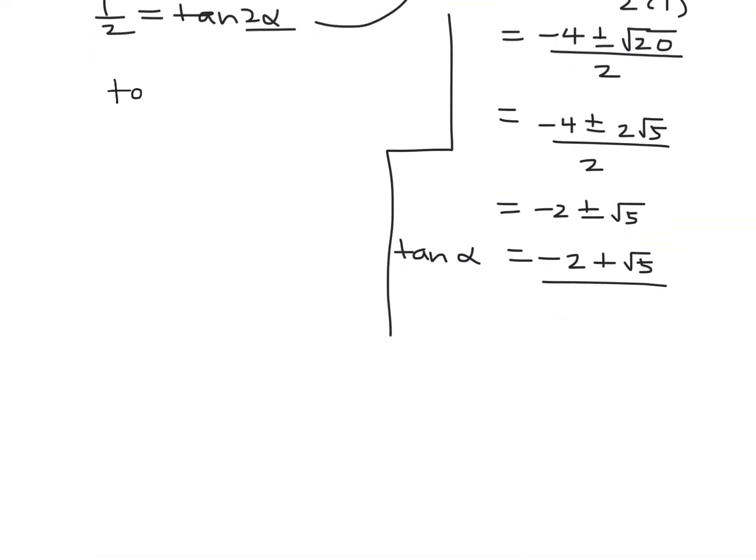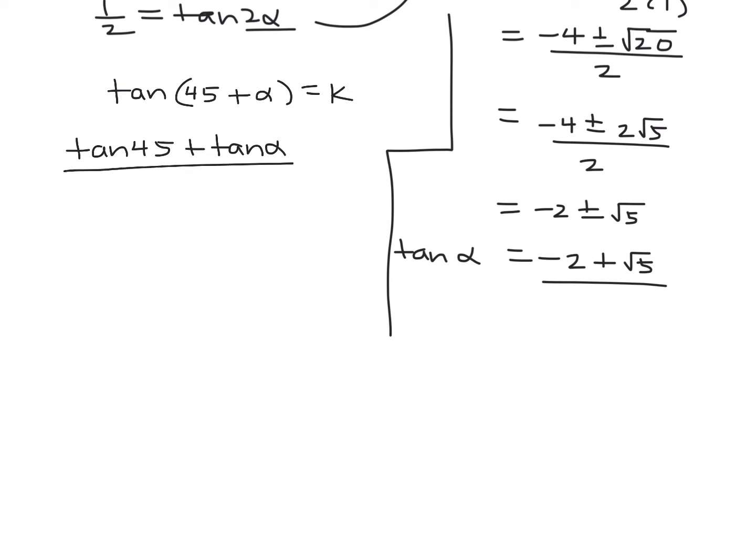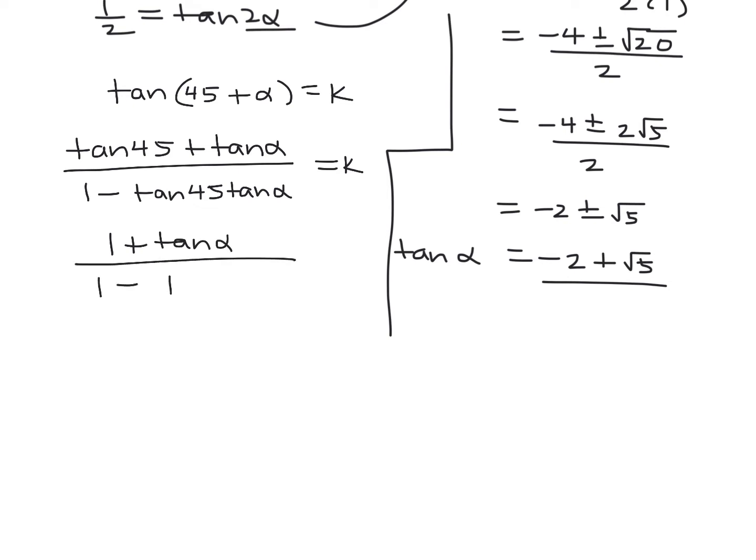So the tan of 45 plus alpha is equal to k. And again, I use a trig identity. So you have the tan of 45 plus the tan of alpha over 1 minus the tan of 45 tan of alpha is equal to k. So 1 plus tan of alpha over 1 minus tan of alpha. There we go. Now we can plug in the tan of alpha without making any mistakes, hopefully.